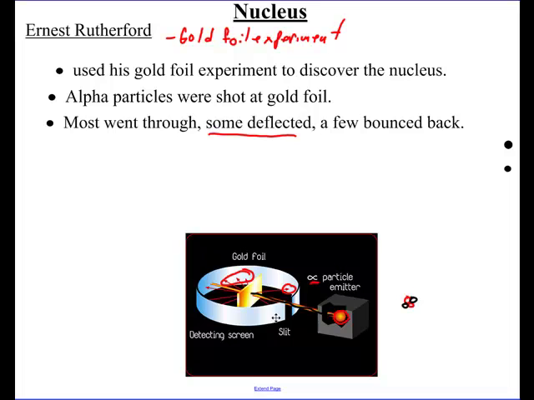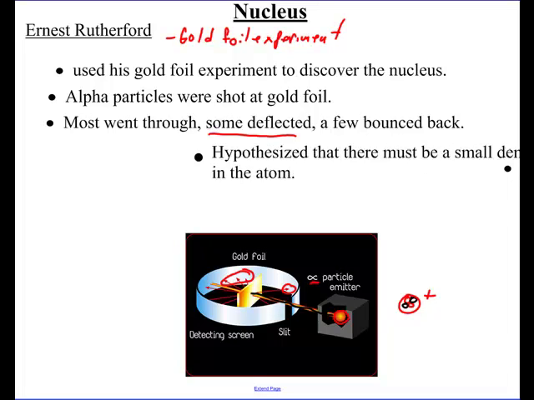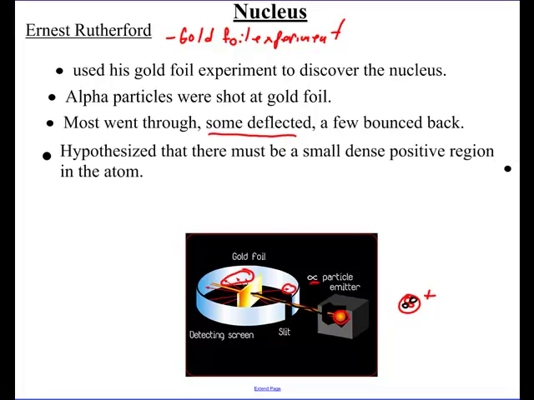And so this was a real big revelation because it gave the idea that, wait, if I'm shooting this thing right here, this nucleus, by the way, which had a positive charge, and it's bouncing back every once in a while, it must be hitting something that's very small and also positively charged.